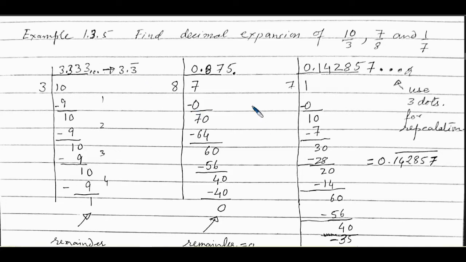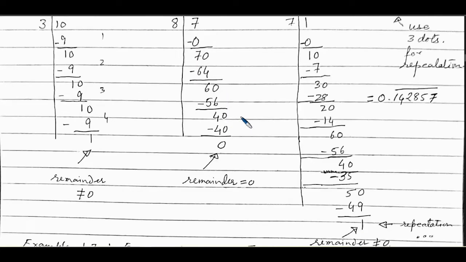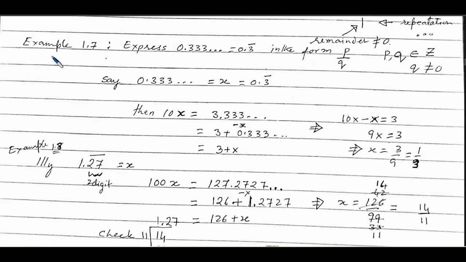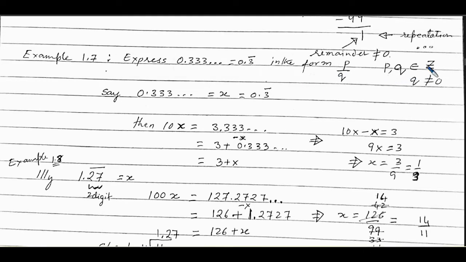Okay, this you all have studied in your very lower classes, so let me not waste time on this. Now we'll take some examples from your book. Example 1.7 says: express 0.3 bar, which is repeated, in the form of p by q, where p and q belong to Z, Z is the set of integers, and q should not be equal to 0.